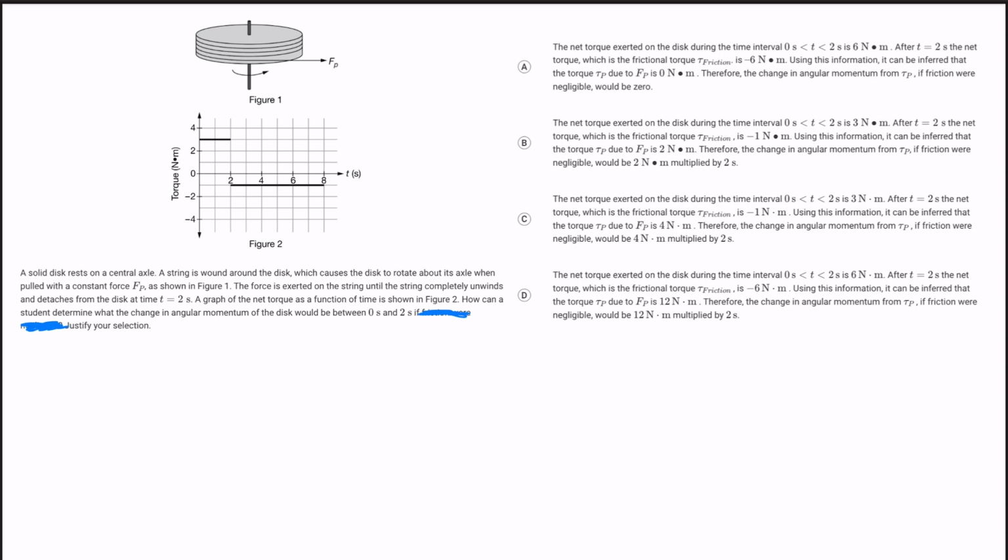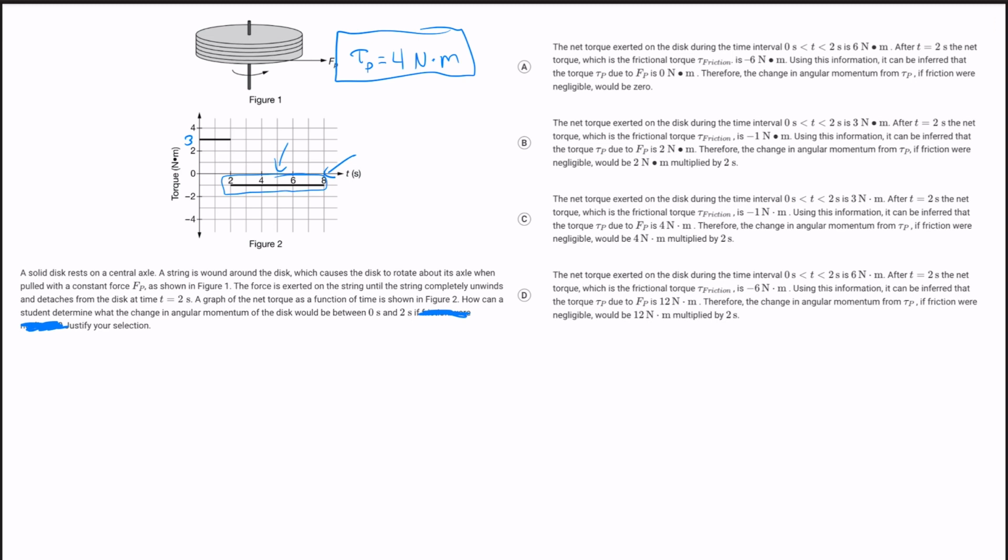All right, so based off of what we see on the graph, we can see that in the first 2 seconds, the net torque is 3 Newton meters. And so that means that the torque generated by F sub P must be 4 Newton meters to counteract the -1 Newton meter frictional torque that we know is there the whole time. All right, because we know it's there because as soon as we stop applying that force, that's exactly what the torque goes to. All right, -1. So the net torque is at 3, but the torque generated by the applied force must be 4. 1 Newton meter of that is canceled out by the friction.